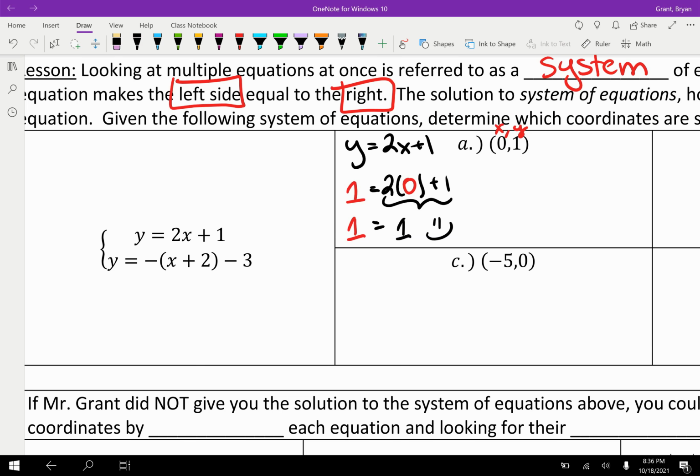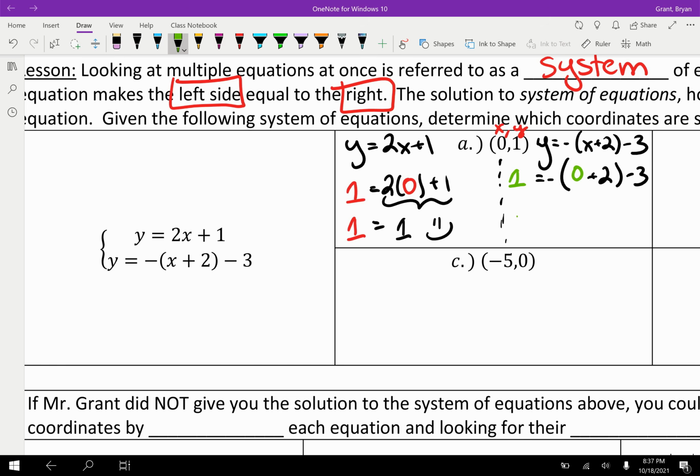So, if those two are equal, then does that mean that this 0 comma 1 is a solution to this system of equations? Well, no, actually, because a solution to a system of equations doesn't just make the first equation have the left side equal to the right, it also needs to work for the second equation, y equals negative parentheses x plus 2 minus 3. And so I'll do the same thing here. Y is 1, and then on the right side, I'm going to fill in everything. The x is 0.